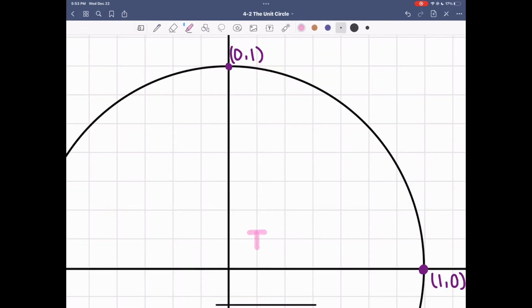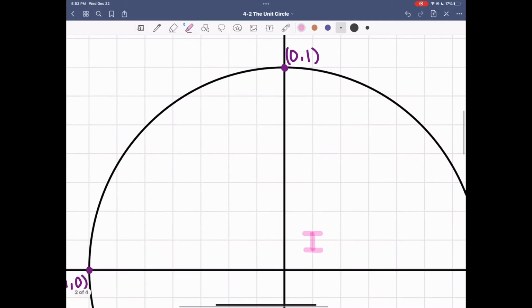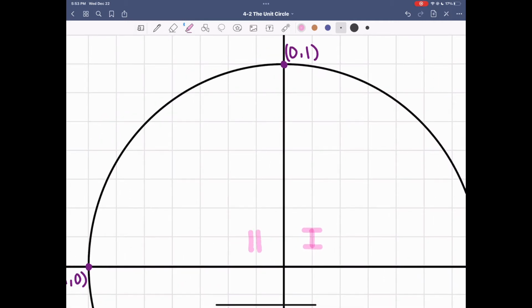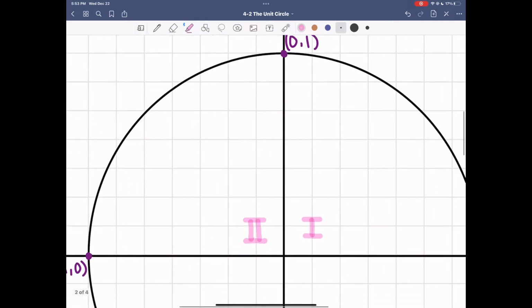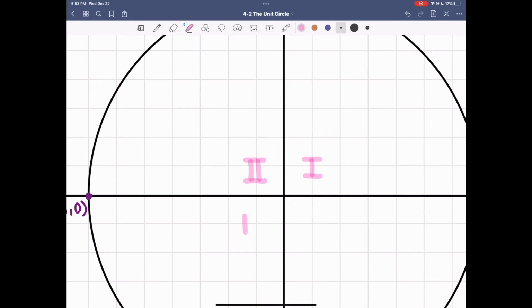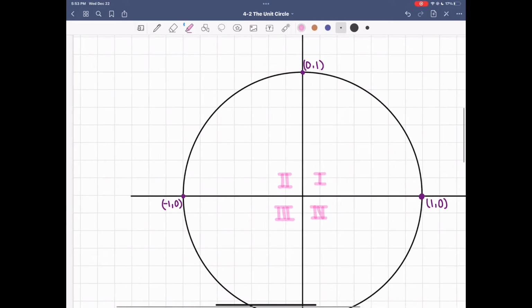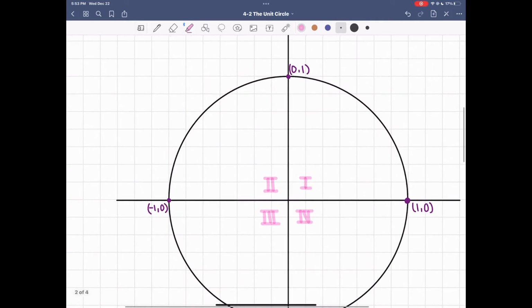So now let's move on to labeling our quadrants. First, we've got quadrant 1, and then to the left is quadrant 2. Below is quadrant 3, and to the right is quadrant 4.